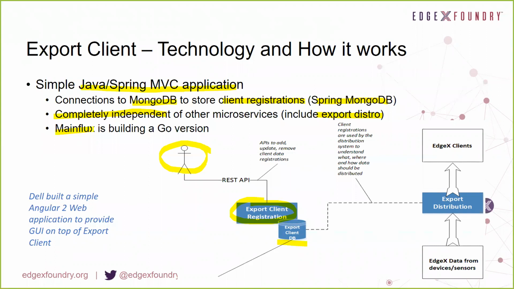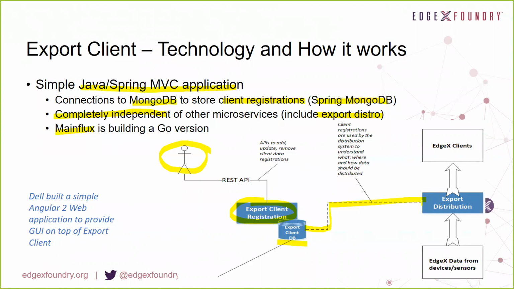A couple of other notes that I'll make here. Yes, there is a bit of a dotted line here between the database of export client and export distribution. And as you will see, export distribution has to go grab all the client registrations as it gets ready to distribute the data.